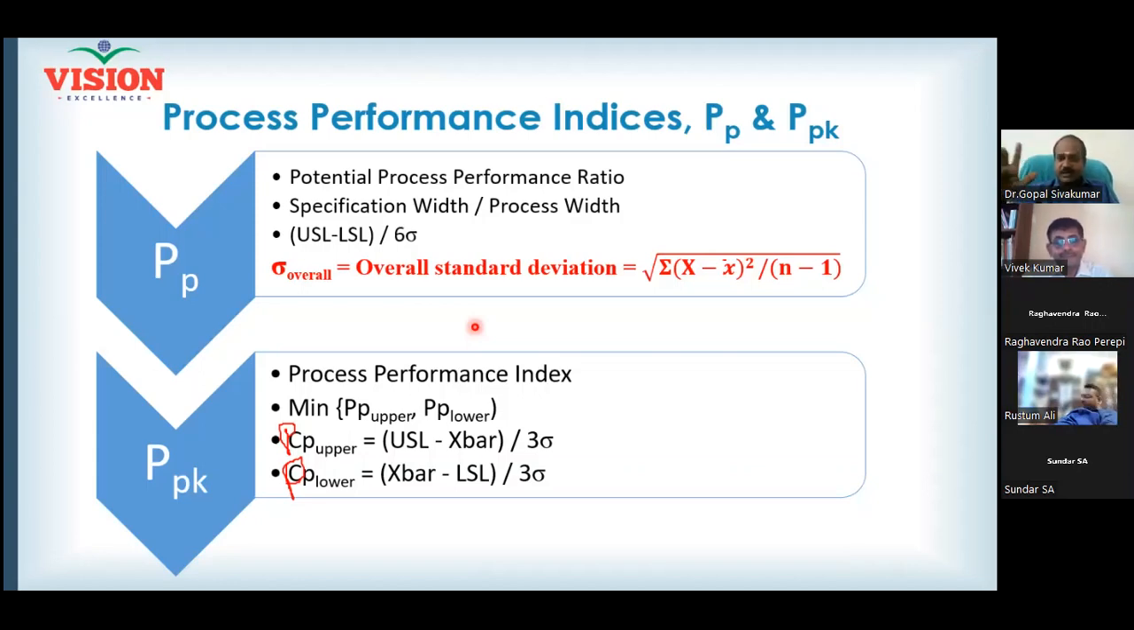If you use within standard deviation, then what you are getting is CP and CPK. If you use overall standard deviation, then what you are getting will be PP and PPK. That is the only difference. Sigma is here. If you use within, what will you get? CP and CPK. If you use overall, what will you get? PP and PPK. So let us see that.